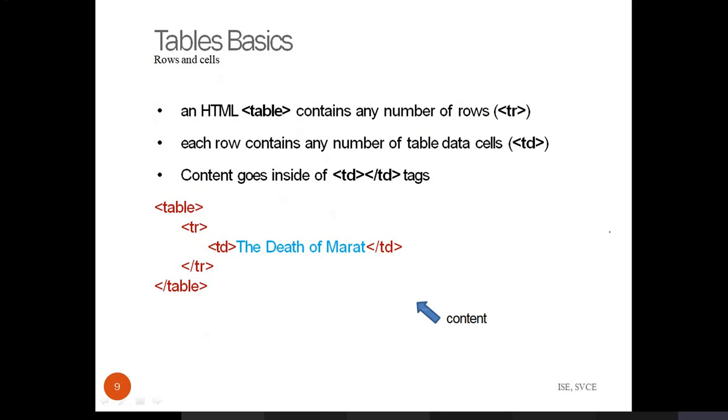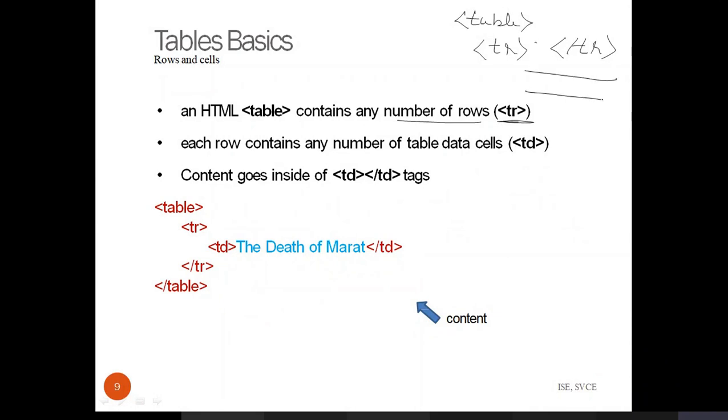So here, an HTML table contains any number of rows. The rows are always represented with the tr tag. So you need to start with the table tag. Within that you will be creating the tr, that is, table rows. How many rows you want, those many times you need to use the tr tag. There is an opening and closing. In between you need to specify the cells.